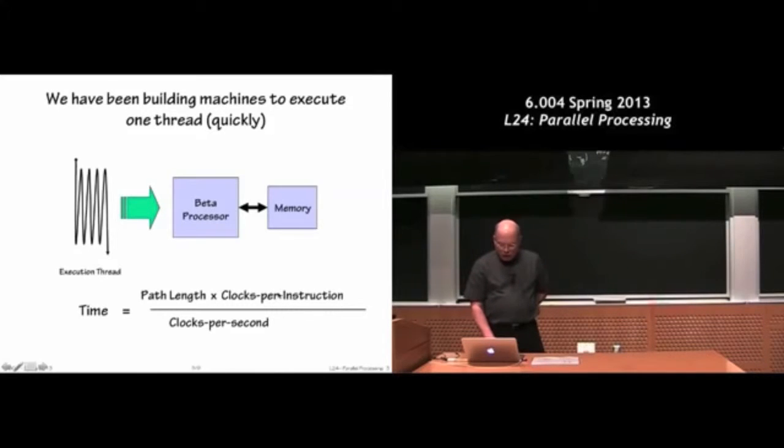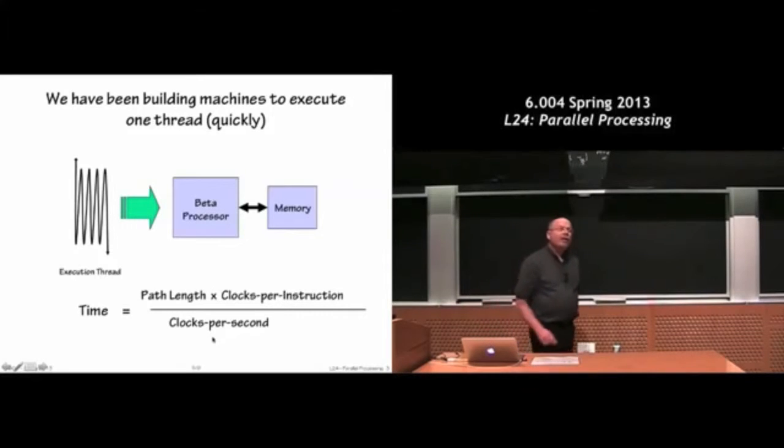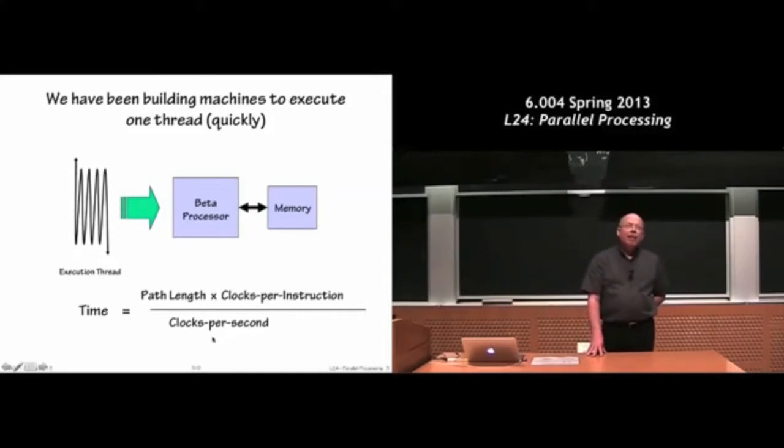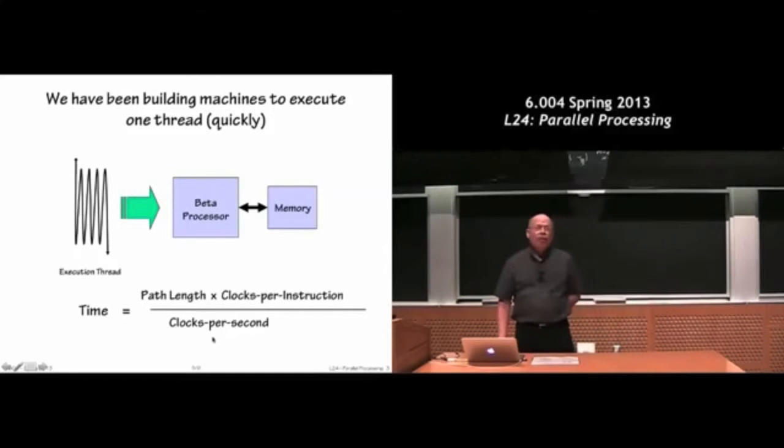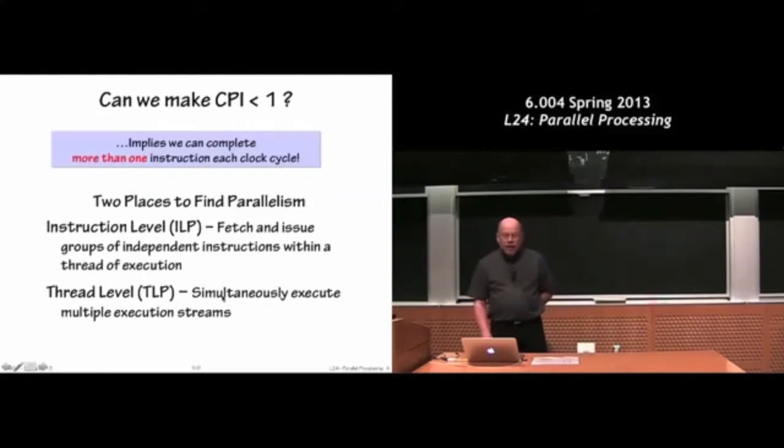So if we take the total number of instructions, and we're doing one clock per instruction, and then we have how many clocks per second, and pipelining allowed us to get more and more clocks per second. That was the goal of doing our pipelining. And so today what we're going to try to do is to see if we can improve on the number of clocks per instruction. We'd like to make it, if we could, less than 1.